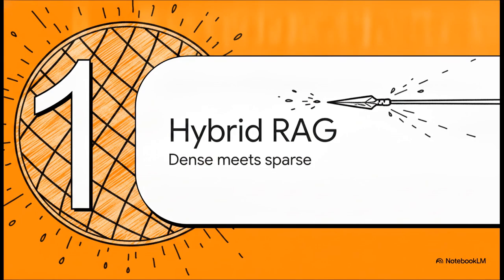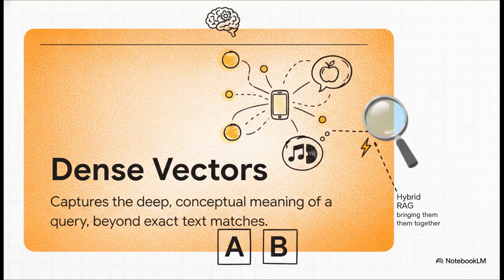First up on the tour is hybrid RAG. This is where dense meets sparse. This architecture operates a lot like casting a massive net and throwing a highly precise spear at the exact same time. It's really all about capturing the best of both worlds in search technology.